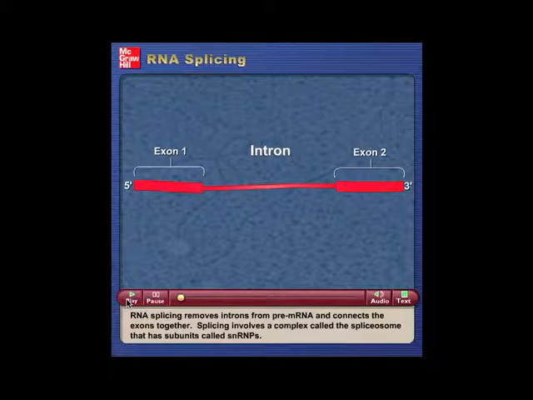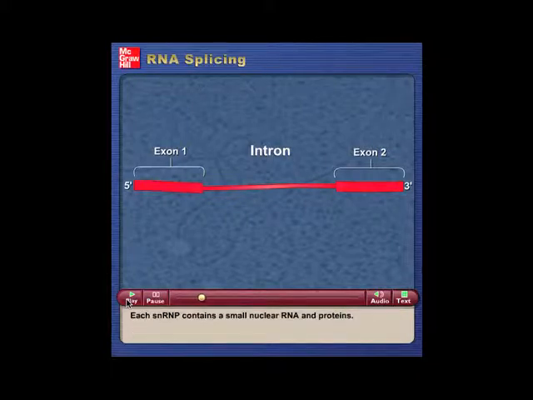RNA splicing removes introns from pre-mRNA and connects the exons together. Splicing involves a complex called the spliceosome that has subunits called SNRPs. Each SNRP contains a small nuclear RNA and proteins. Certain sequences are required in an intron for it to be removed by the spliceosome.